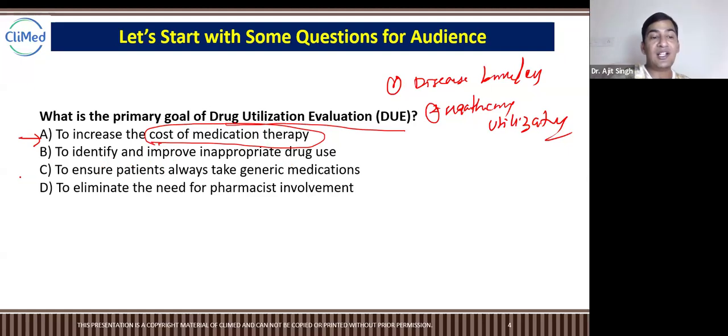And then let's look at the next one. As you all are telling, this is B, right? So let's assume B is the correct answer, and let's assess the third answer.